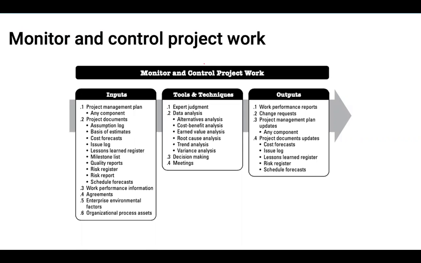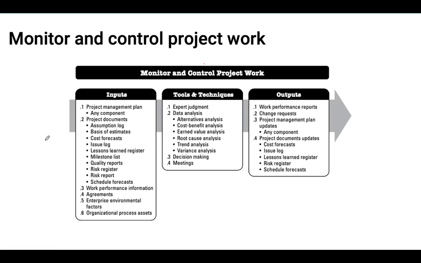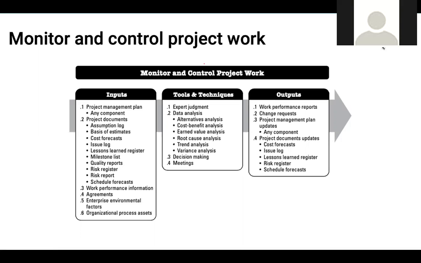work. For the inputs to this process, we have any components of the project management plan. So all of them, really, all the project plans, all the auxiliary plans, all the documents that are produced in the process of project management planning. All those documents are inputs to monitoring and controlling, because these are the documents that will inform what we are checking and what kind of baselines we have, the specifications, and so on and so forth.